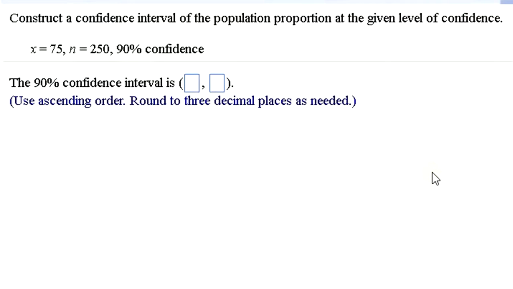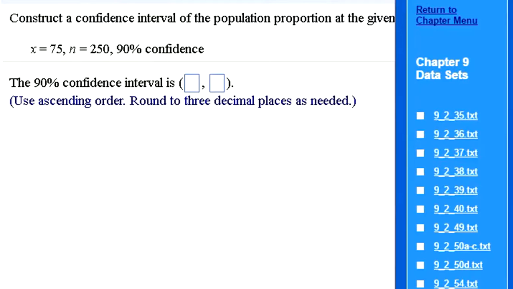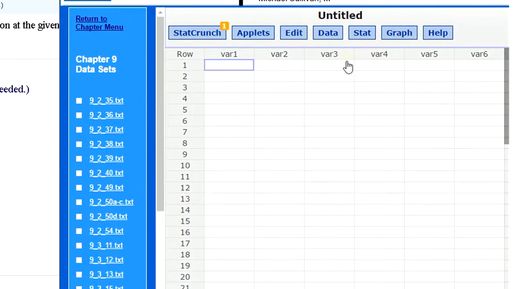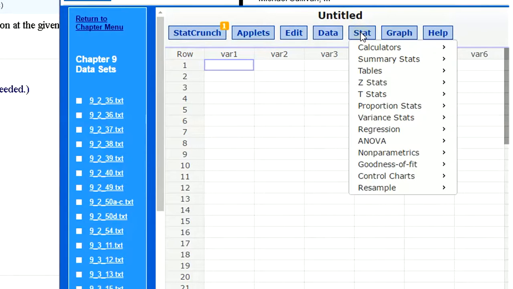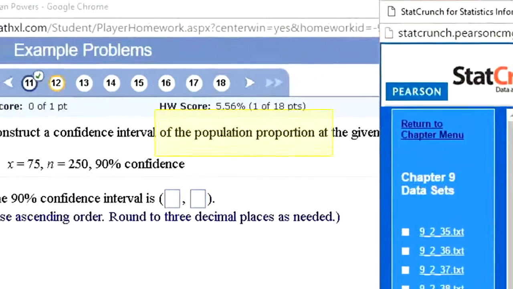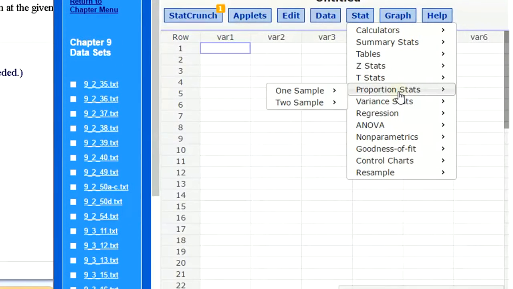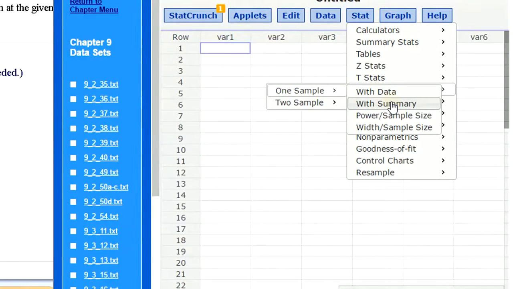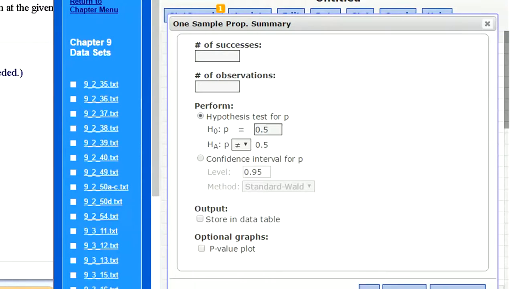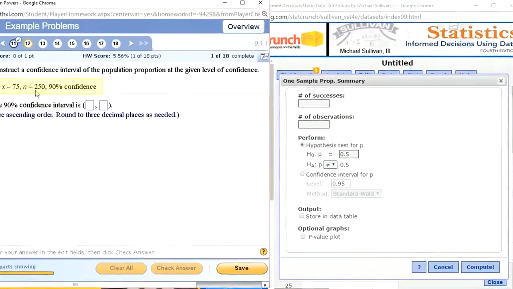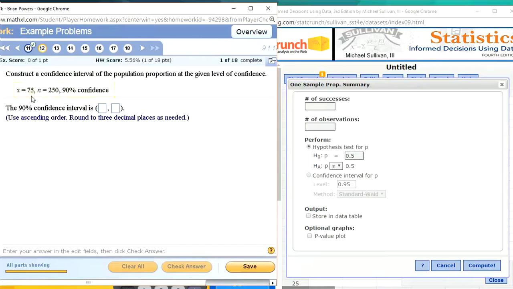Constructing a confidence interval is very, very easy in StatCrunch, as most of these tasks are. To create a confidence interval, it's going to be under the Stat menu. If we're doing a population proportion confidence interval, this is going to be under Proportion Stats, One Sample, With Summary. We're given the summary: 75 out of our sample size of 250 said yes to some survey question. So we want to create a 90% confidence interval.